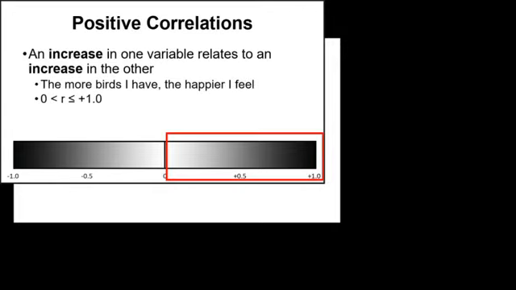So if we want to break it down again into the basics, positive correlations are anything to the right of 0, so anything larger than 0. This is saying that an increase in one variable is related to an increase in the other variable. The more that you study, the higher your grade. Or the higher your grade, the more that you study. So anywhere between or just above 0, all the way up to or equal to +1.